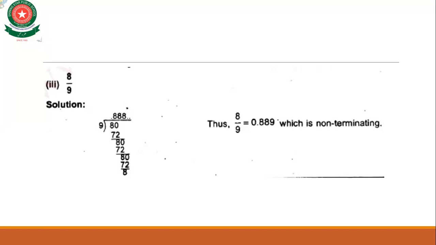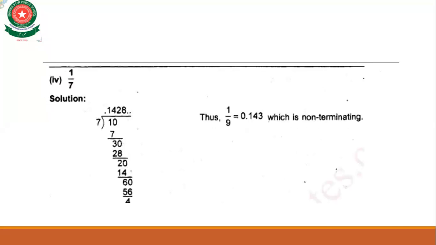Okay. Now part number 4, 1 by 7. Again, 1 inside the division bracket and 7 outside, and we know that 1 is less than 7, so we have to put 0.